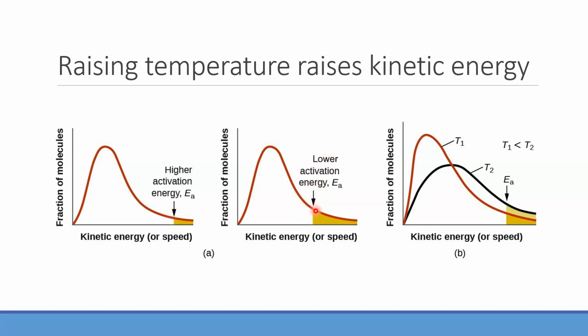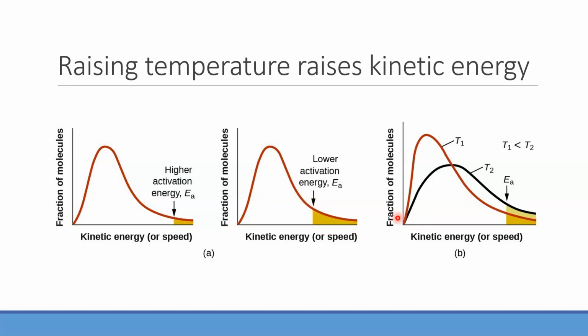So the lower the activation energy, the easier it is for the fraction of molecules to achieve the kinetic energy for the reaction to take place. Or, in other words, the lower the activation energy, the more molecules meet that threshold, right? So you can see that if we have a lower activation energy, there's more molecules.